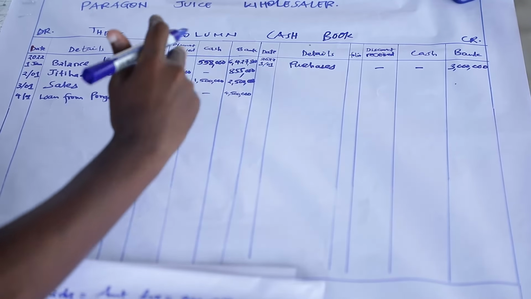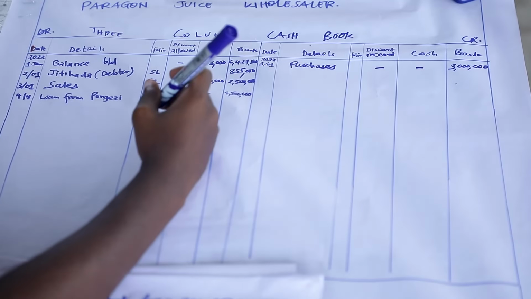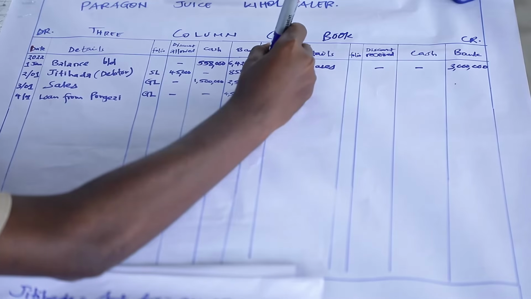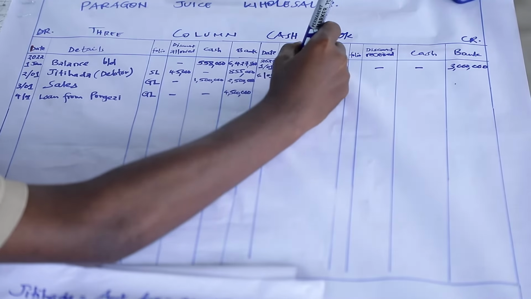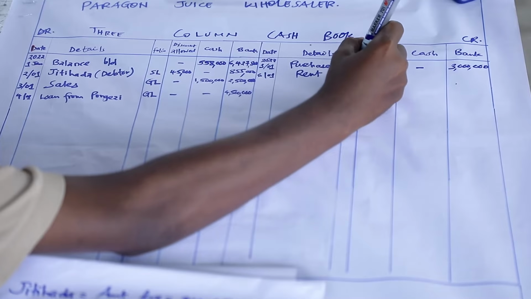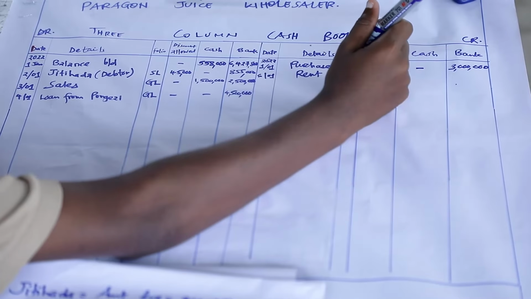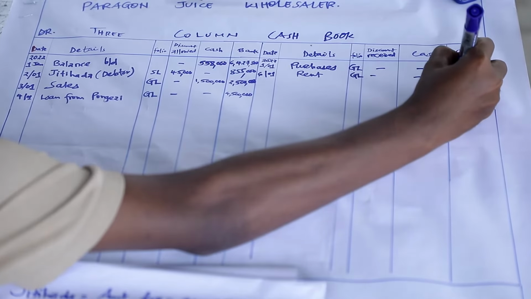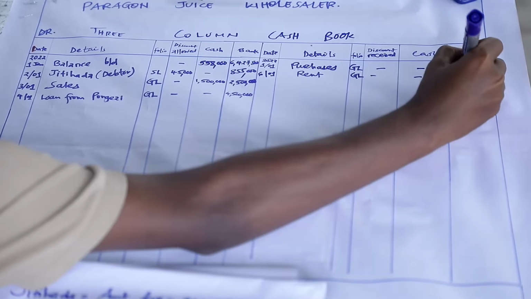Paid rent by check maana tunatoa hela kwa ajili ya kulipia kodi ya rent. So to be 6 January, rents, and this will go to the general ledger. Na hii rent tumelipa by check, so tutaenda kurekodi kwenye bank column. So 387.